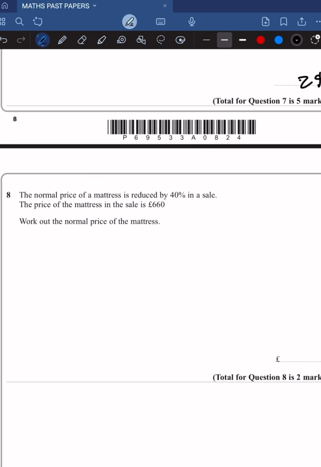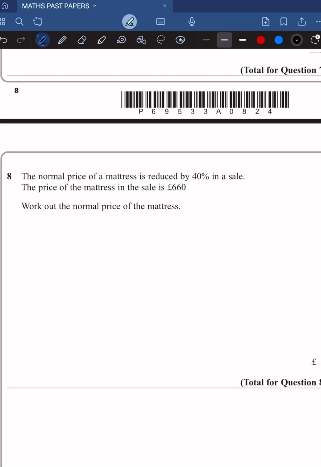The normal price of a mattress is reduced by 40% in the sale. The price of the mattress in the sale is £660. Work out the normal price of a mattress. Now, because it's reduced by 40% in the sale, we know that 0.6, or 60%, equals £660. Now we want to find out what 100% equals.